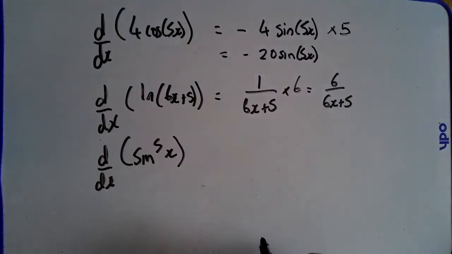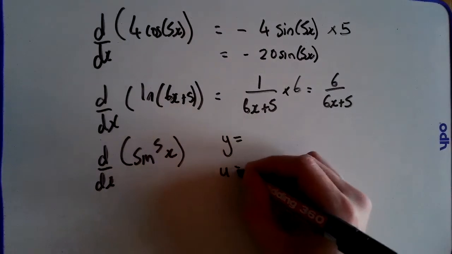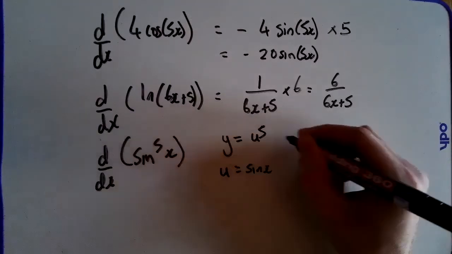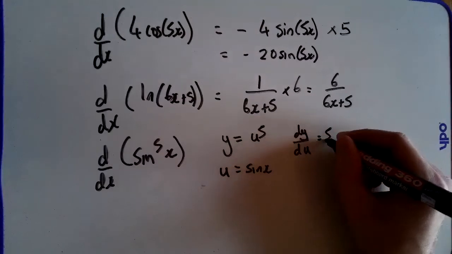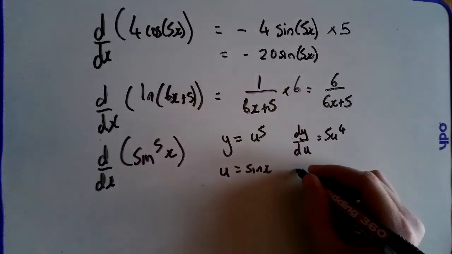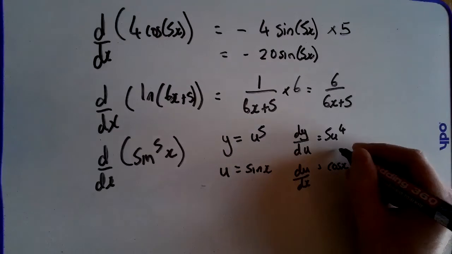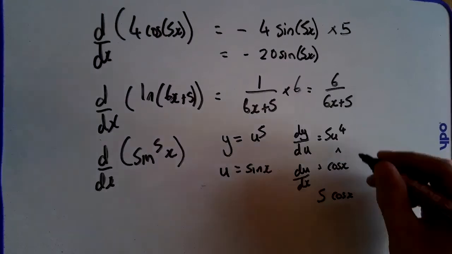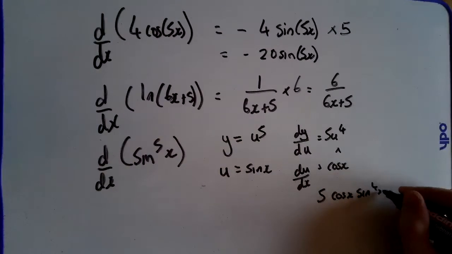Well, for this one, you might actually want to write out the chain rule. So I call u sine x, then y is u5. So dy by du, so 5u4, and du by dx is cos x. So times them together, so I get 5 cos x times u4, and u was sine, so it's sine 4x.